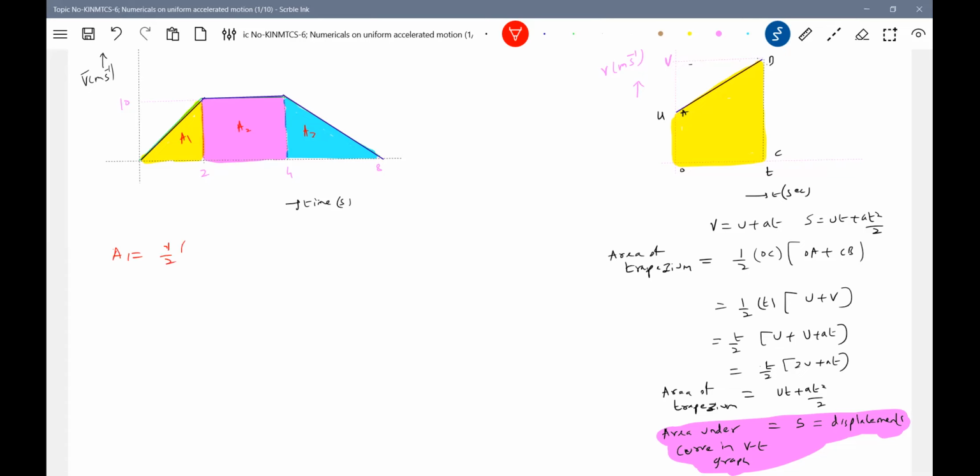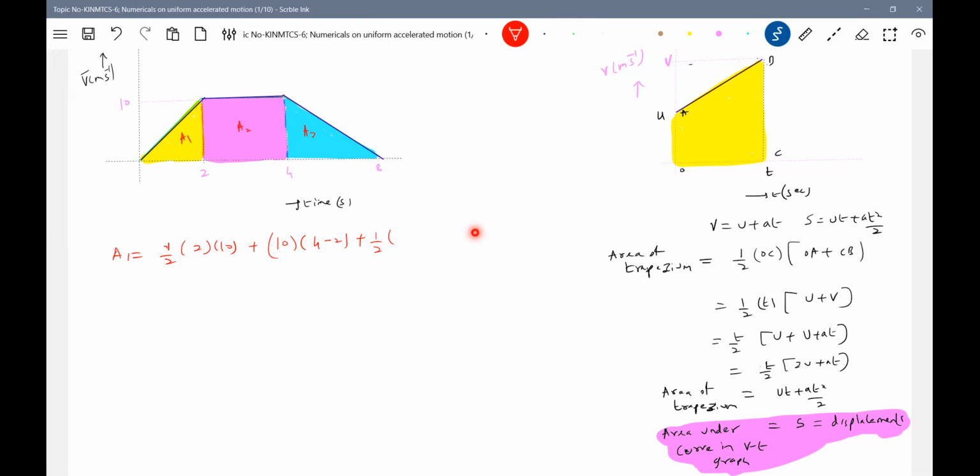Half into base into height. There's a base, no? 0 to 2. There's a height, half into base into height, plus area of this rectangle. This should be equal to height into base, 4 minus 2. Then area of this triangle, this should be equal to half into height 10, 8 minus 4.